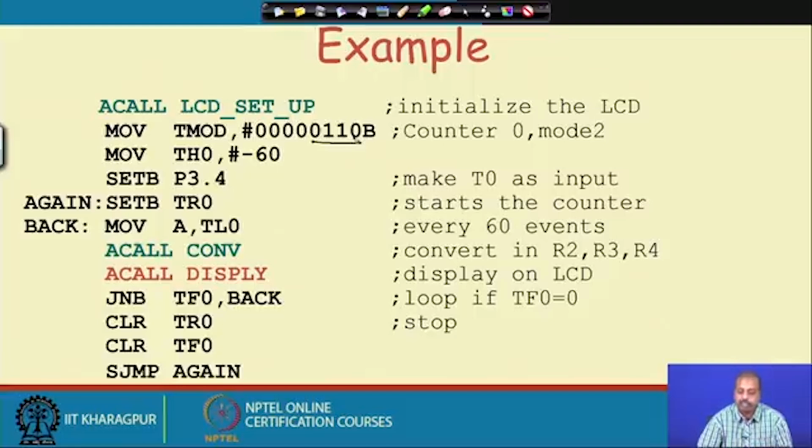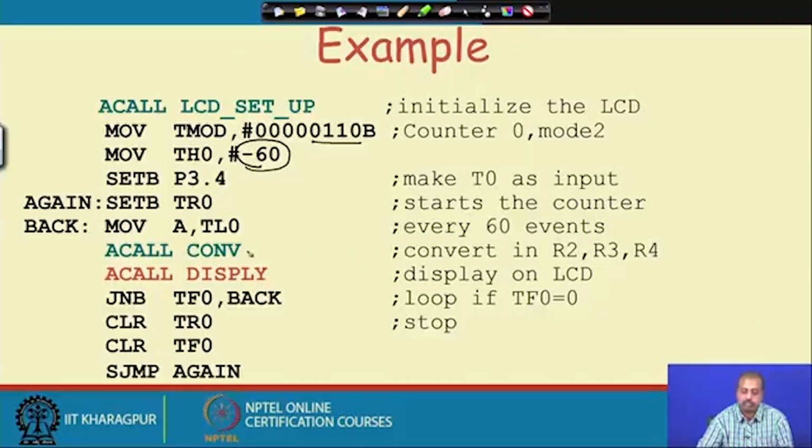Then SETB TR0 will start the counter, and MOV A, TL0. We have loaded T0 with -60, so after every 60 such events the timer will overflow. So, MOV A, TL0, then we convert this, ACALL convert. It will convert into some registers R2, R3, R4.